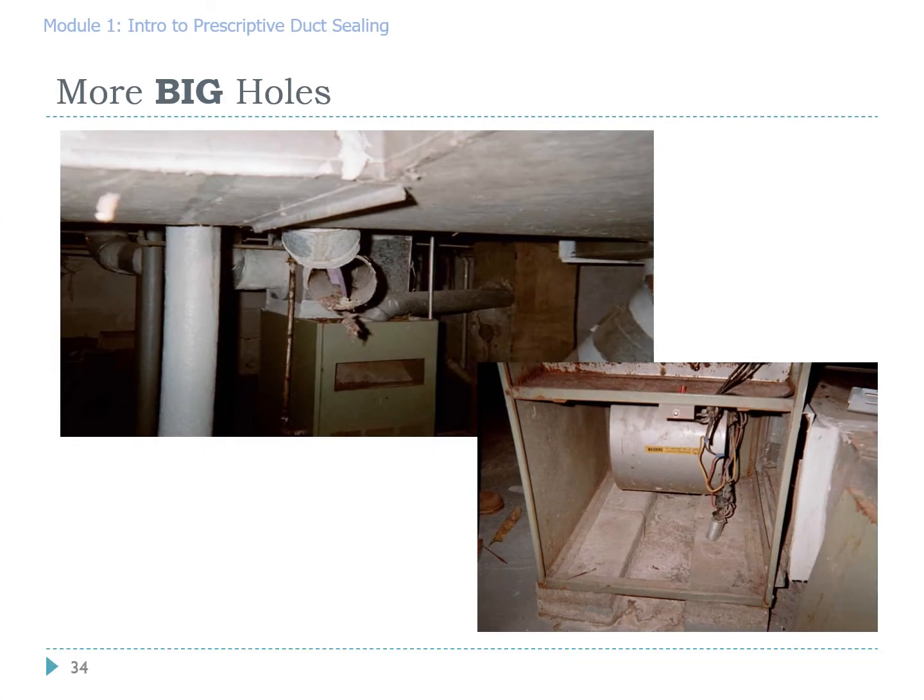More big leaks. This is actually from a home that underwent duct sealing. It was not through the PTCS program, I can proudly say. As you can see, we have mastic here, we have mastic on all the joints, but we have a major disconnect. The door to the fan has been taken off, but you can see it's up on bricks. This is obviously a big leak. They did put mastic around the filter access, but the filter access actually has no sheet metal covering over it, leaving a big gaping hole.